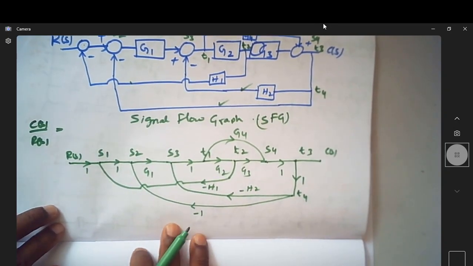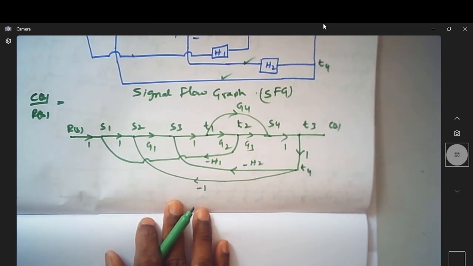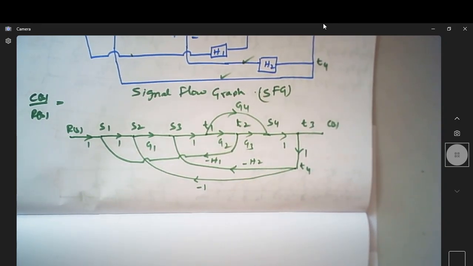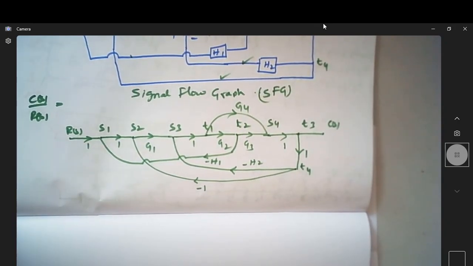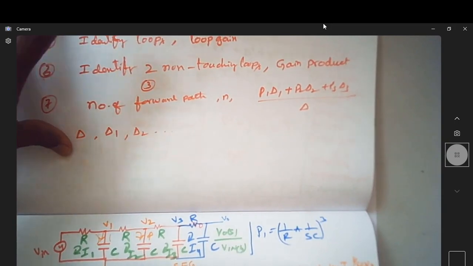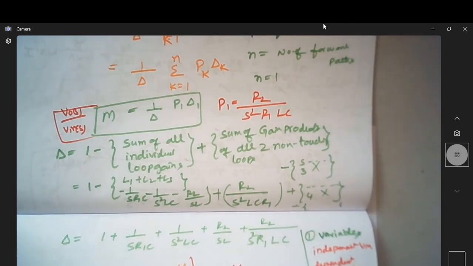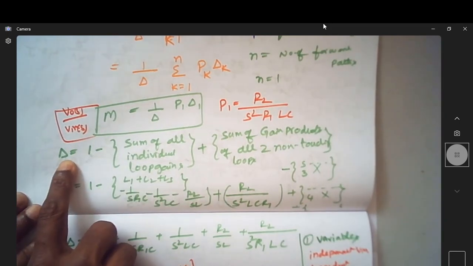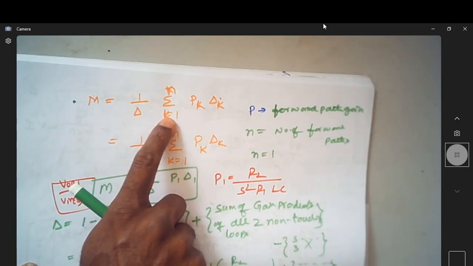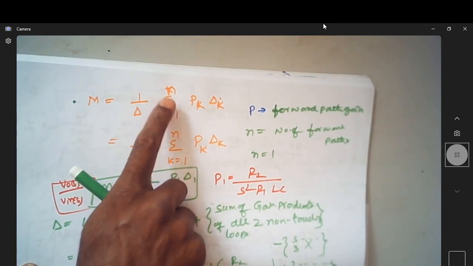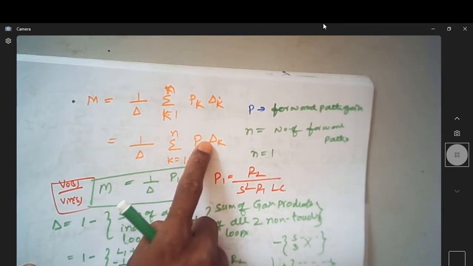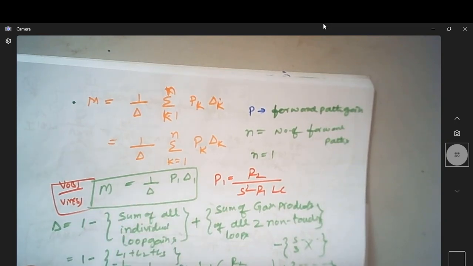Now it is necessary to use the signal flow graph to find the transfer function using Mason's gain rule. So what does Mason's gain rule say? As we explained in the previous videos, let me just go back to the same definition. This is my M, which is given by 1 over delta, summation of k equal to 1 to n, Pk delta k. So you have to identify the number of forward paths, and then you get this expression.